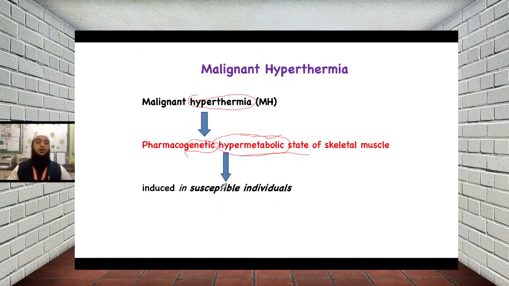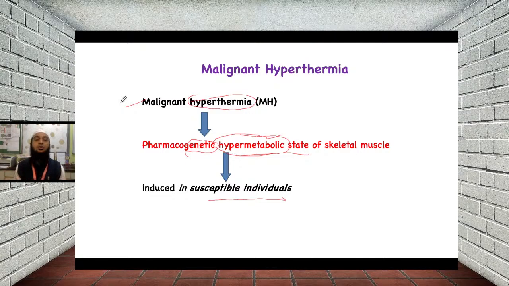So malignant hyperthermia is a pharmacogenetic hypermetabolic state of the skeletal muscle, and it is not seen in all patients. It is only seen in susceptible individuals who have an abnormal genetic makeup, and only in those patients do general anesthetics produce an abnormal response in terms of malignant hyperthermia. Sometimes you will come to know while giving anesthesia that the patient has this problem, so you need to have provision, especially in the ICU, so that you can easily control the body temperature.